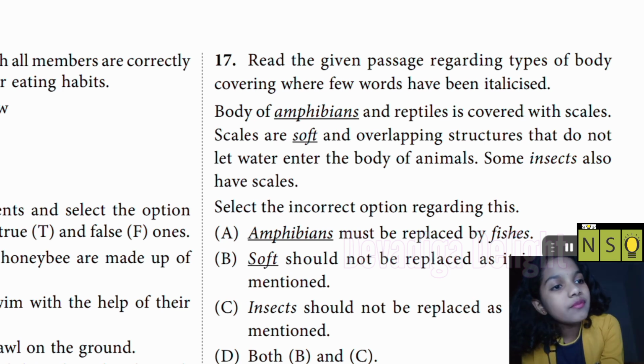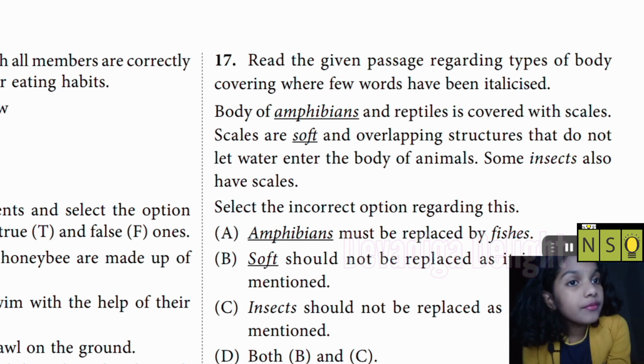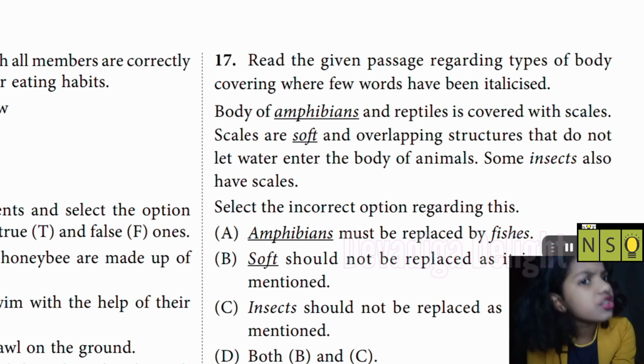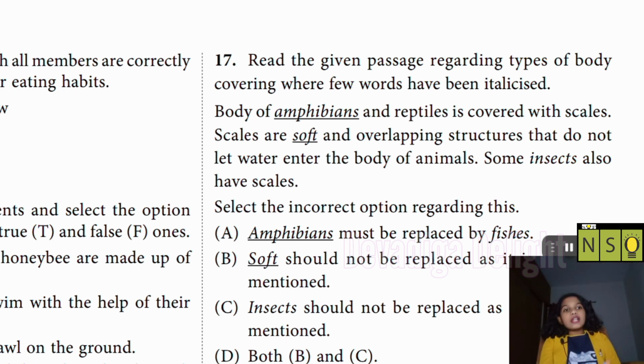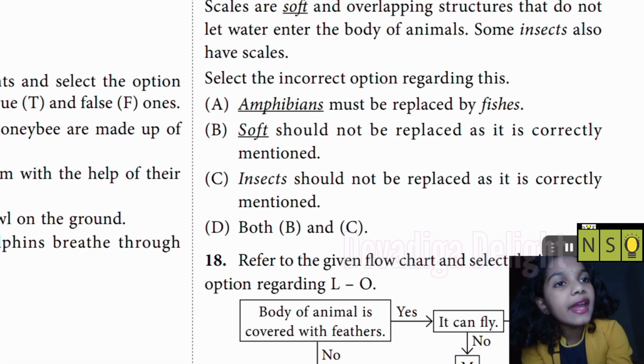So that means amphibian will not fit there. Then, scales are soft overlapping structures that do not let water in. This is wrong, because scales are hard overlapping structures and they do not let water in, that is right. Soft is also an italicized word, and the next italicized word is insect. Some insects also have scales, which is right. They are saying some, but not all insects, because some flying insects, some aerial insects like honeybee or dragonfly have these scales. Now, they are asking for the incorrect option here.